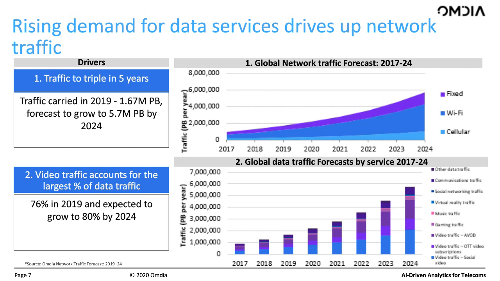Now, the consumption of video services is a key contributor to this growth in network traffic. Video traffic alone accounted for 76% of overall network traffic in 2019, with video streaming services outweighing traffic generated from video downloads.